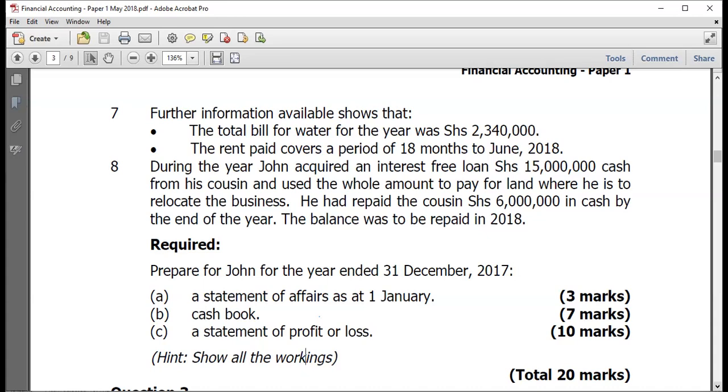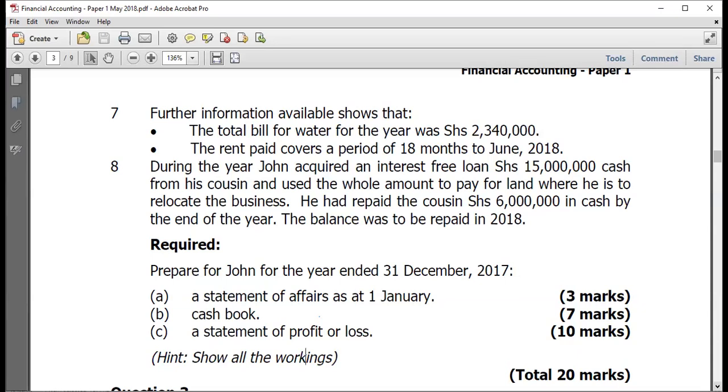So the first part of the question is asking us to prepare a statement of affairs as at 1st January, okay? And they're giving this three marks. Now, statement of affairs should be something that is familiar to all of you or most of you, I think those that have been part of the classes before. A statement of affairs is basically like a balance sheet, but it's a balance sheet at the start of the financial period, okay? And the reason why we draw up our statement of affairs is to determine the capital, okay?